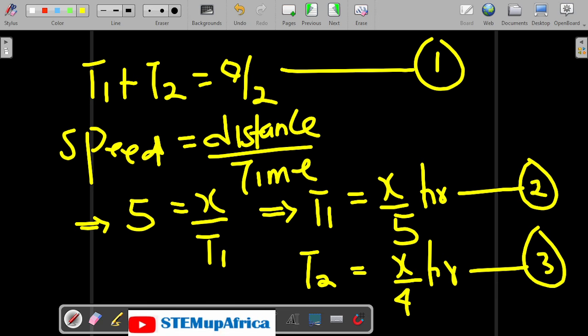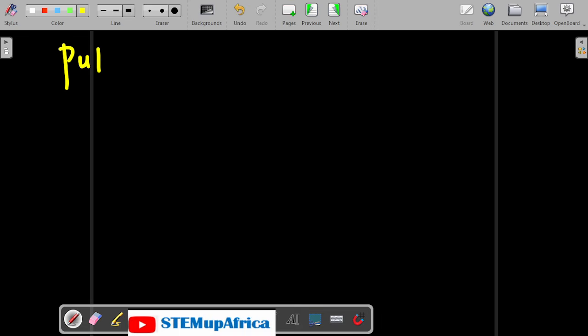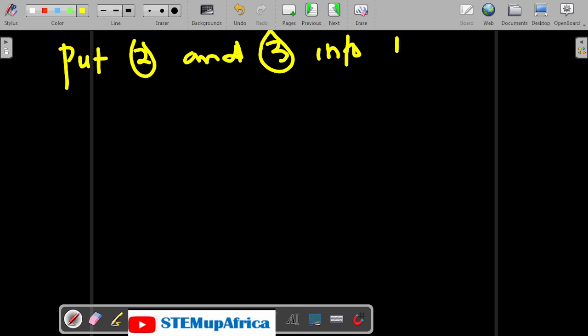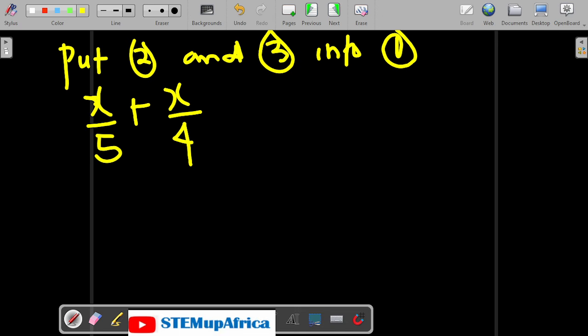So let's put T1 and T2 into equation 1. So I'm going to put 2 and 3 into 1. I'm going to have x over 5 plus x over 4 is equal to 9/2.